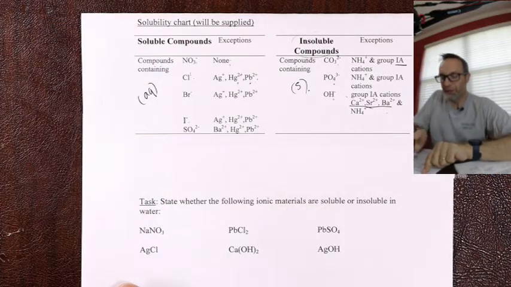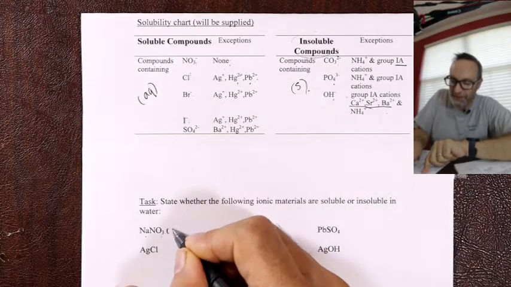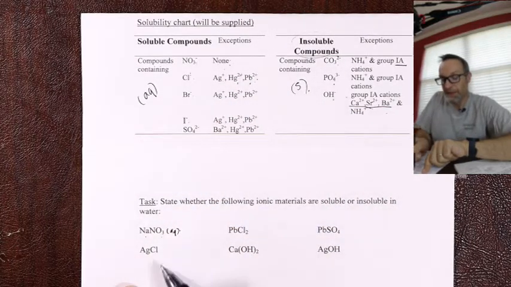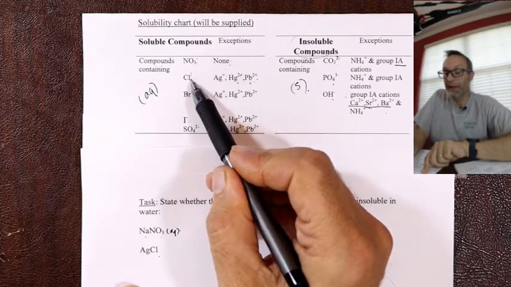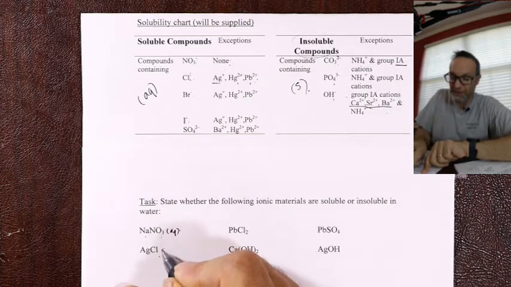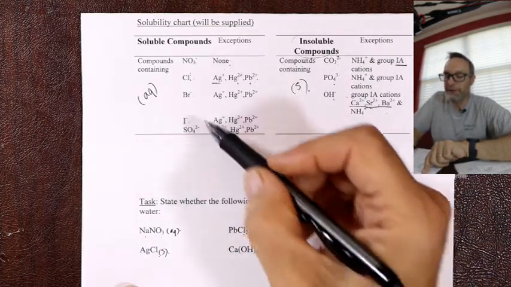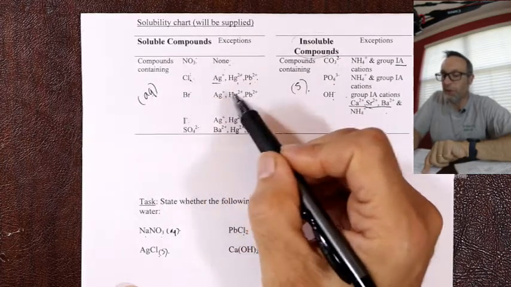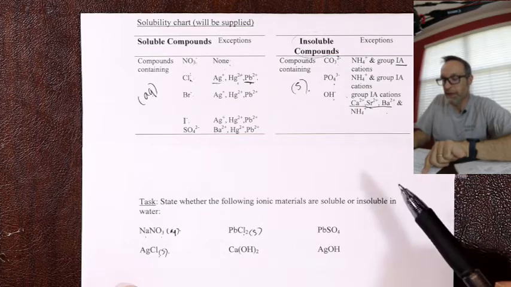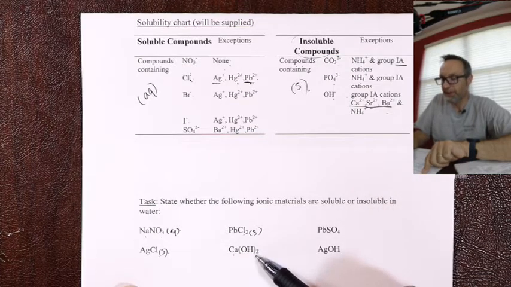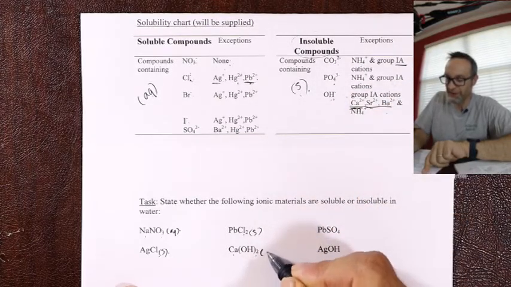First one, sodium nitrate, no-brainer. All nitrates are soluble. AgCl, just did that one a minute ago. Chlorides generally are soluble. Oh, but wait. It's an exception, so that's a solid, just like our first equation. PbCl2, whilst chlorides generally are aqueous, oh, but wait, it's an exception again. Tricky. Calcium hydroxide, generally hydroxides are solids, but wait, calcium is an exception, so that's aqueous.